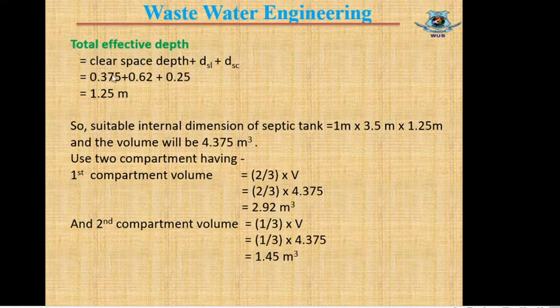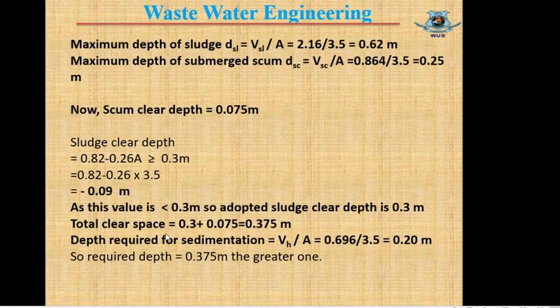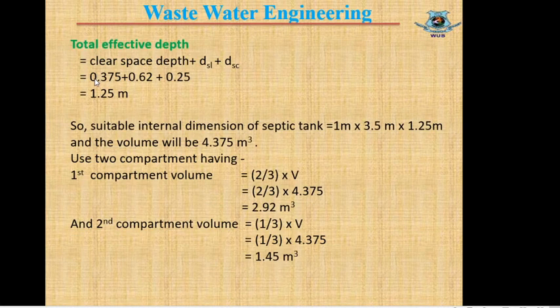All the depths have been calculated. We now need to calculate the total effective depth. If we sum all the depths which we have calculated earlier, we get the total effective depth. Here total effective depth equals clear space depth plus DSL plus DSC. Here clear space depth equals 0.375, DSL equals 0.62, DSC equals 0.25. We have summed these values and get total effective depth 1.25 meter.